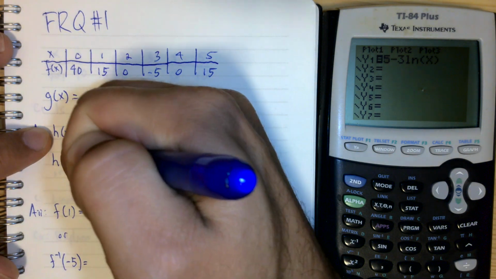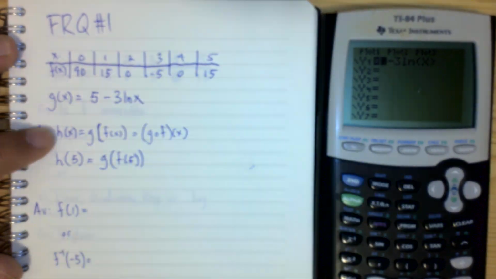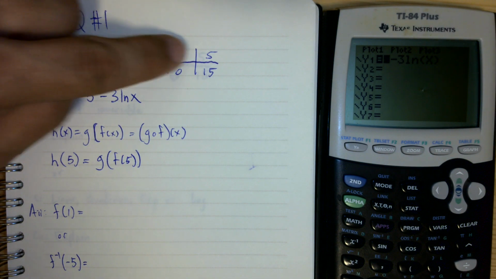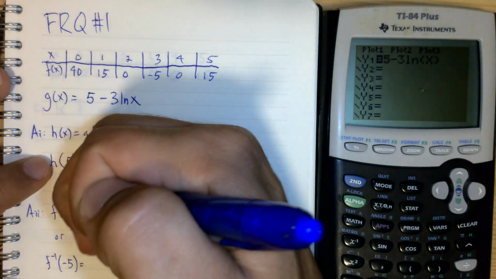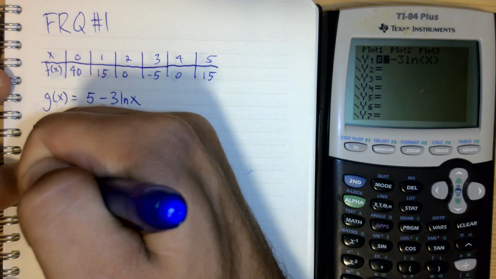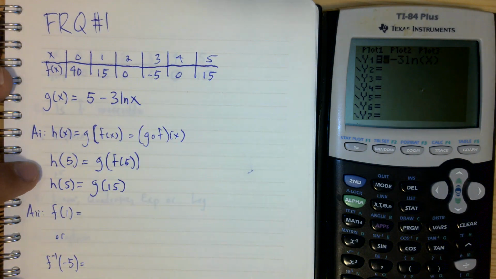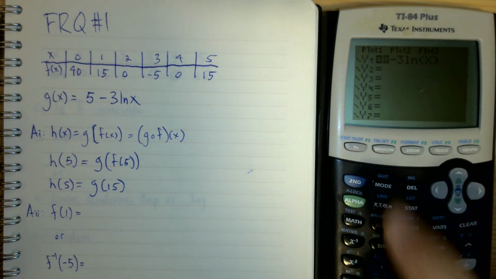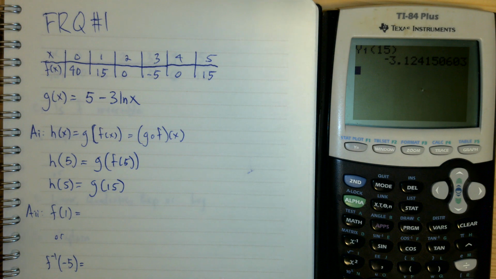So for me to do that, I am going to do g of f of 5. To find f of 5, I just go to my table, and I see right here 5 is 15. So now I'm going to get that value, h of 5 is going to equal g of 15. And I'm going to evaluate that using my calculator. Since I already have it as y1, we can go ahead and quit there. Put y1, parentheses 15, and that will evaluate it for me.